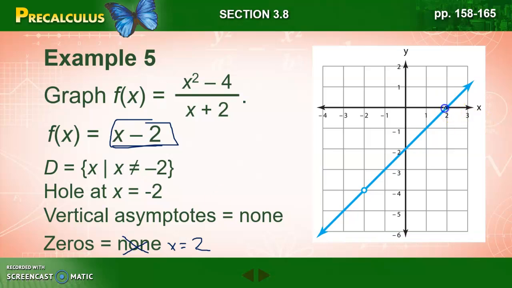You can see that on our graph as well. So we've got a hole at negative 2. We've got a positive slope of 1 with a y-intercept of negative 2 and a 0 at 2.